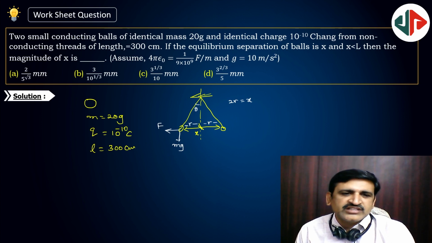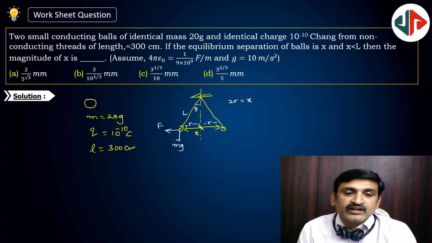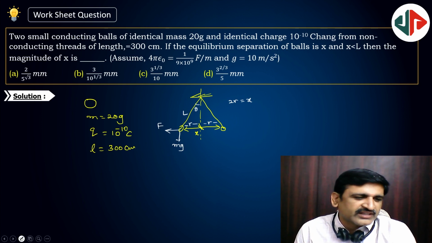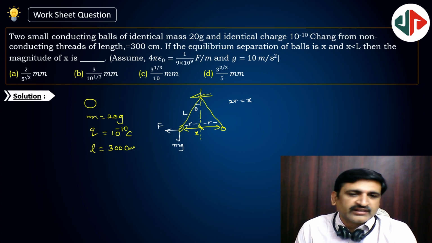I don't want to waste my time. May I write? This is L. Okay, I'll do it for you once again, in another color. This will have a tension T. The T can be resolved into two components. So T cos theta, this is theta. T cos theta balances mg and T sin theta balances F.